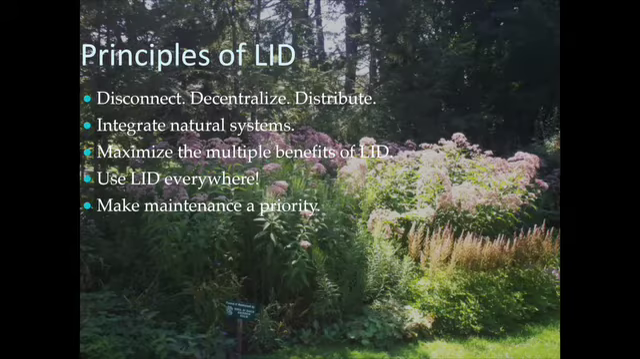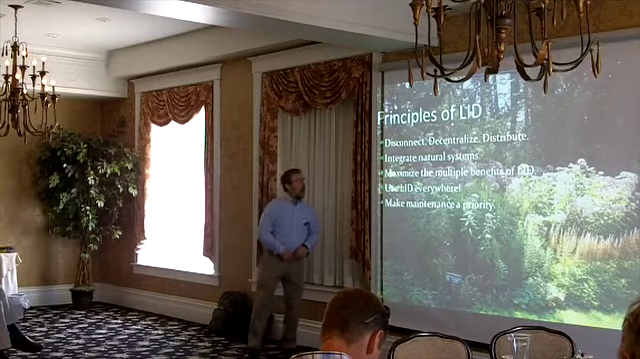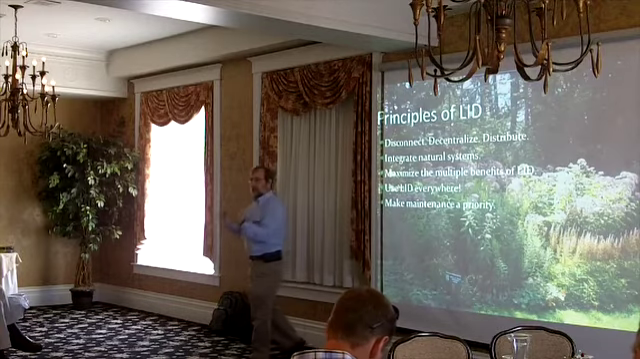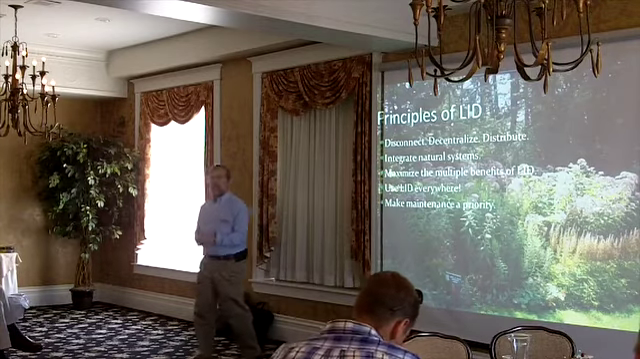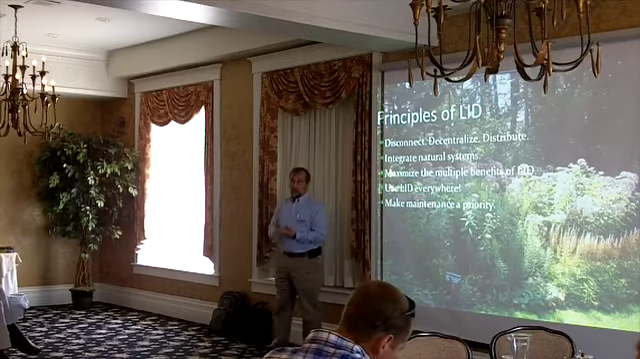Disconnect, decentralize, distribute. Downspouts should not go directly to the curb and gutter. Disconnect downspouts from the curb and gutter. Put them out on the lawn or carry them away to other green space. Decentralize. This is the key word. Most of this practice is at the site level. You want to work on the site level. That's the most effective and the most cost efficient.